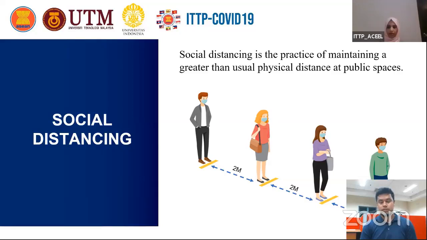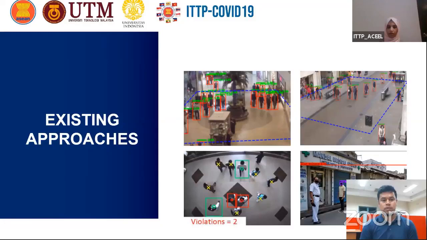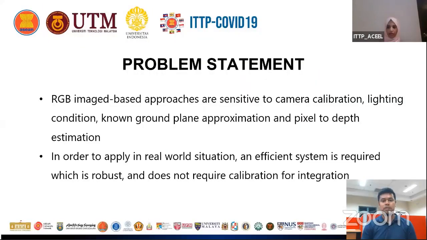Researchers propose various methods for social distance monitoring, using frontal or side view video sequences, while a few researchers suggested using overhead positioning cameras. Typically, deep learning-based methods with clustering and distance-based techniques have been used to identify humans and monitor the social distance. However, RGB image-based approaches are sensitive to camera calibration, lighting condition, known ground plane approximation, and pixel-to-depth estimation.